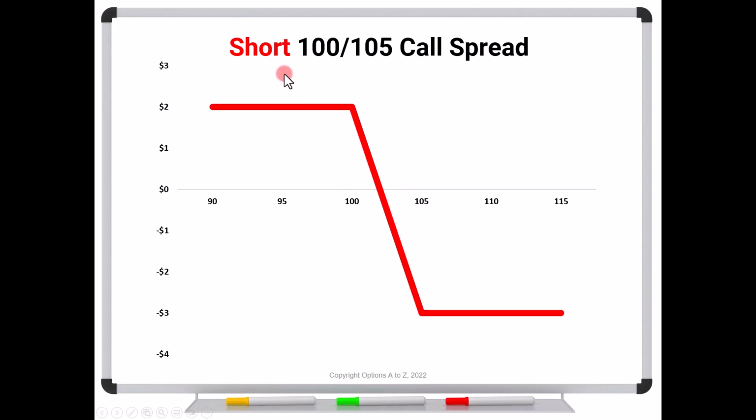What if you had instead shorted the 100-105 call spread? Well, again, short means you must have sold the controlling option, and so it must have a bearish bias because that's what your outlook is when you sell a call.